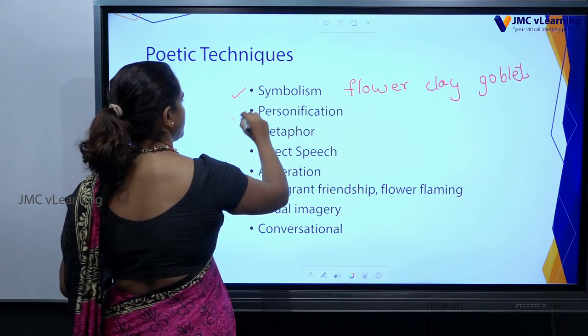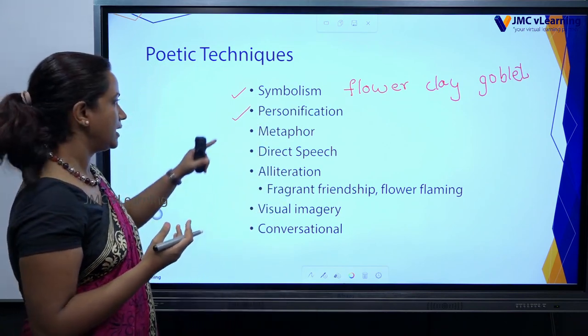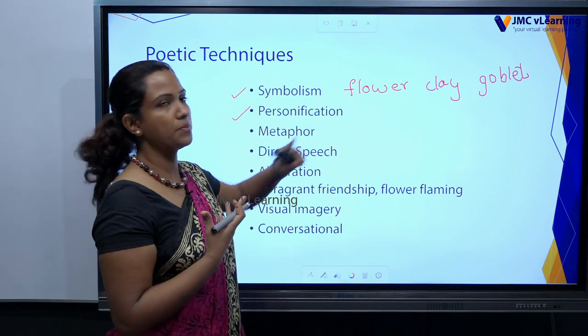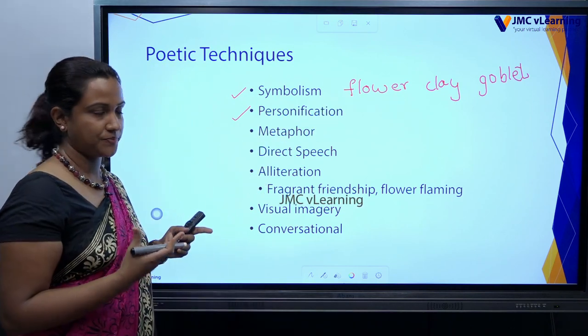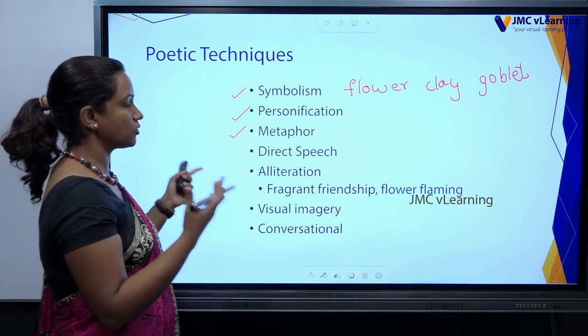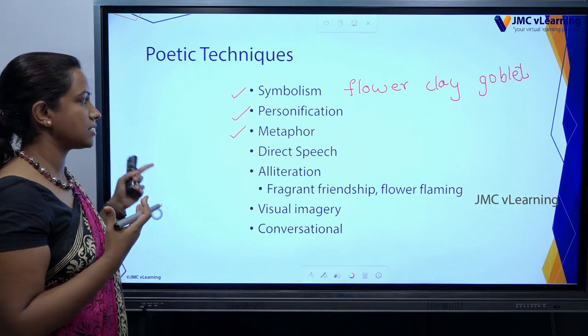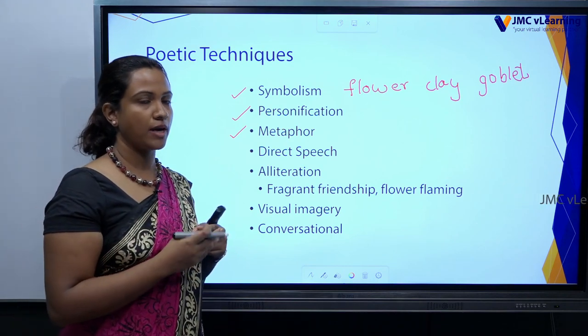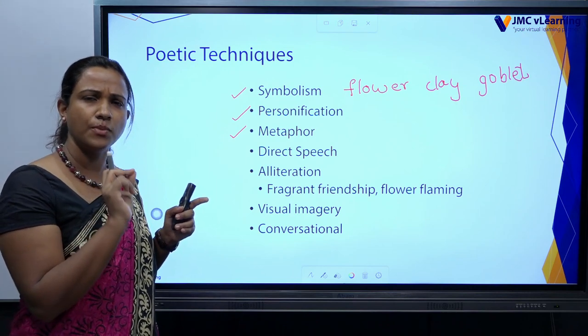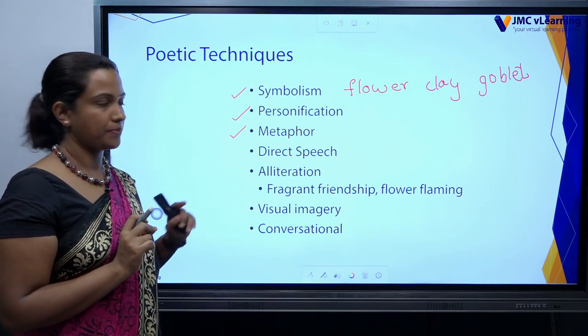So these are some symbols that they have taken to express the poem. The second one is personification. As I told you earlier, it has given a life to these symbols, a personification. Metaphor. What are the metaphors? Even earthen goblet is a metaphor. There are some other metaphors that you can find. So please read the poem carefully and please underline or highlight the metaphors in your poem.